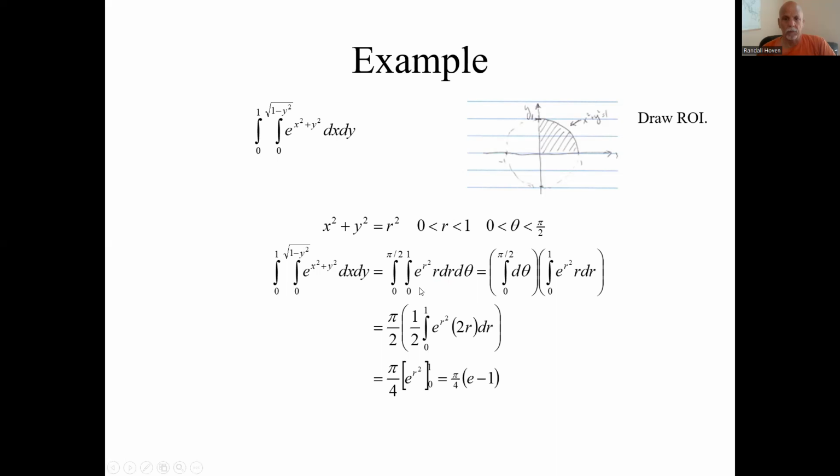r goes from 0 to 1, theta goes from 0 to pi over 2. Don't forget the extra r. I took off points for that. 3 points out of 10. Copy mistake, just don't do it. And this is another case where we don't have to iterate the integrals, we can just multiply them. This one's actually fairly easy to do. I won't go through how to do each.